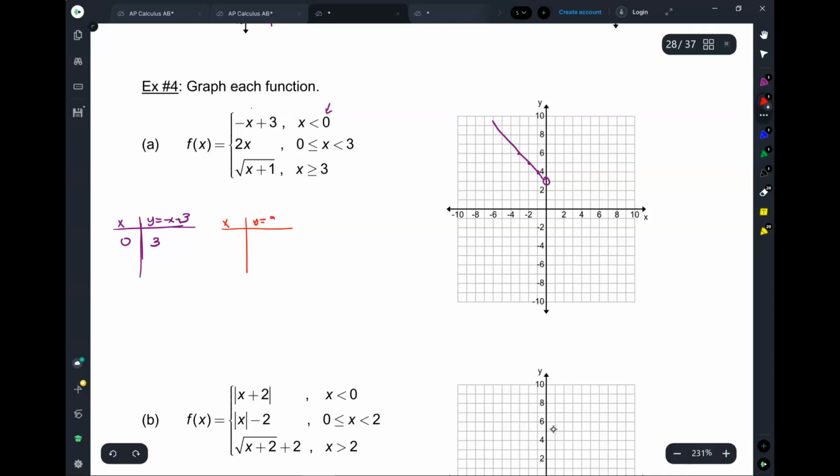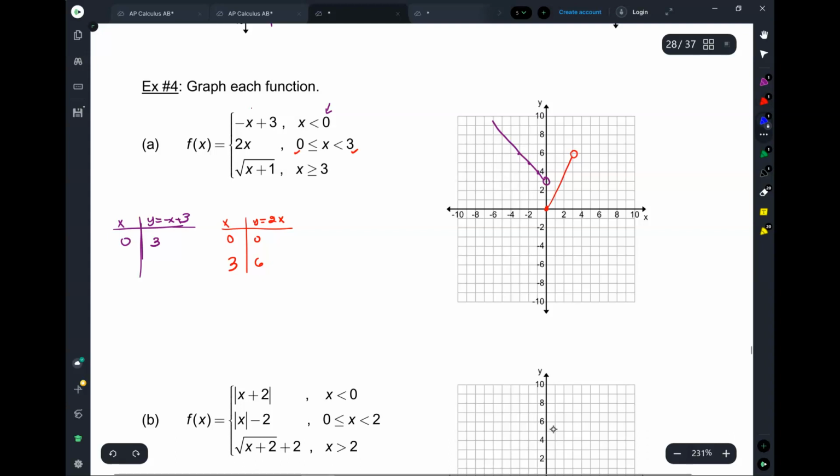Next one: y equals 2x. What's one number I should plug in? 0, and I get 0. What's another number I should plug in? 3, because it has 2 endpoints. So at 3, it's 6. So 0, 0, closed. And 3, 6. This way.